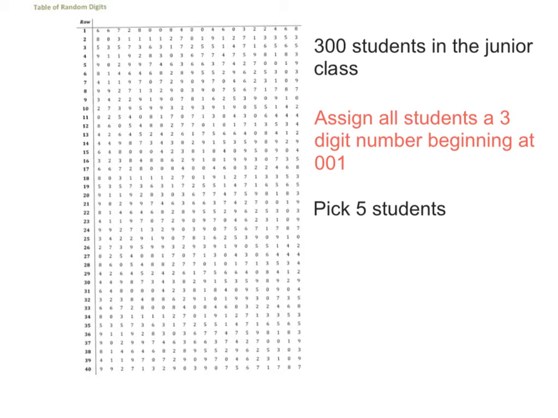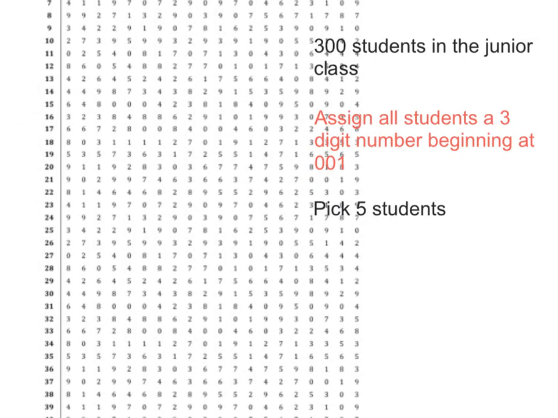You can start anywhere on the table. For example, I'm going to start on, I don't know, the 22nd row. So I'm going to pull up my table, make it a little bigger, and start on row 22 here. I'm going to circle every 3 digits. If that represents a student, I'm going to choose that student. If it doesn't, I'm just going to cross it off and move on to the next 3 digits.